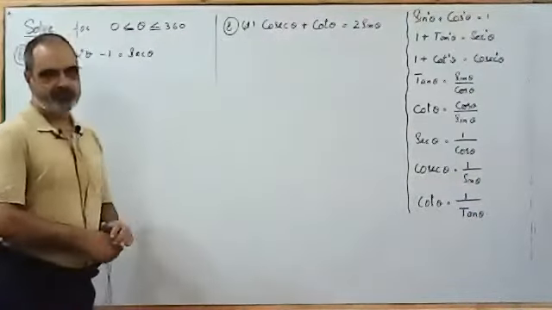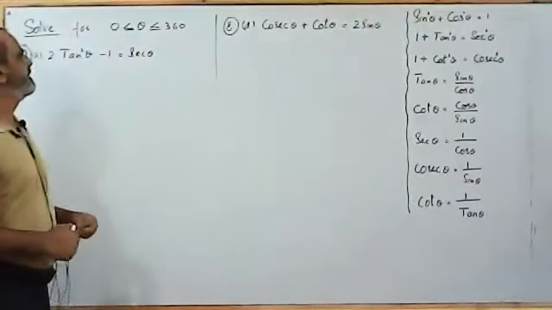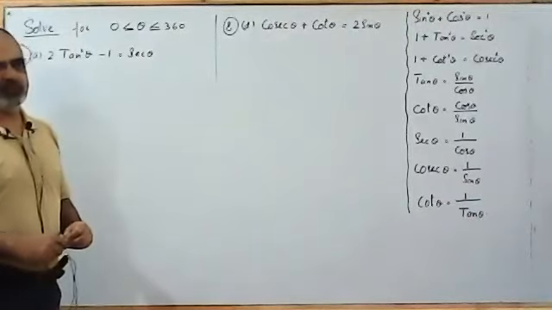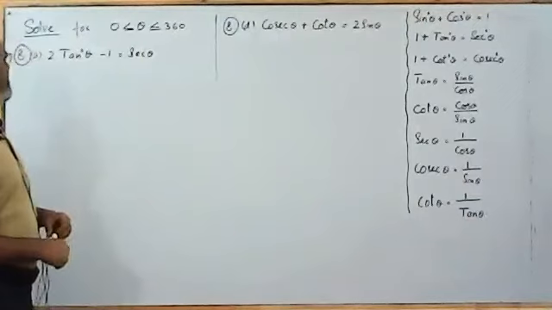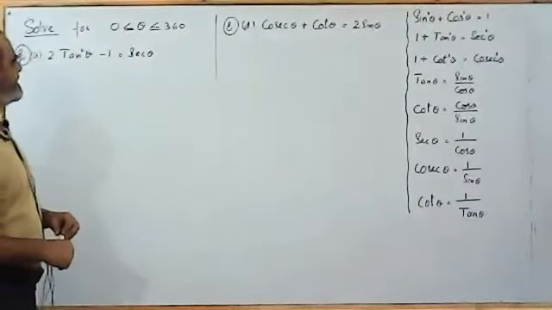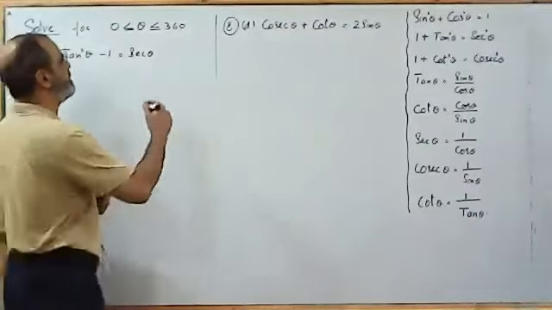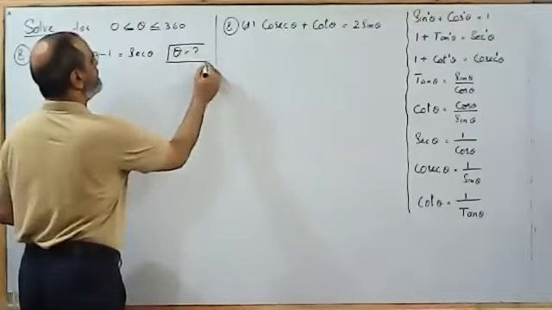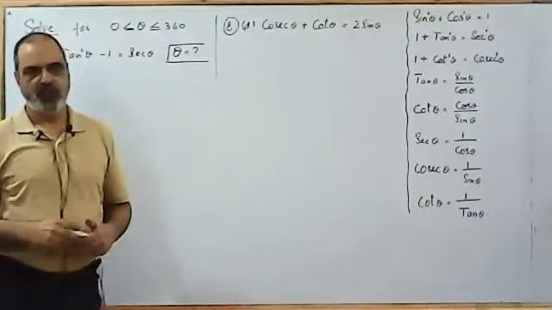Question number 8 says solve for theta 0 to 360 degrees. The range given for theta is 360 degrees. The equation is 2 tan square theta minus 1 is equal to secant theta. Solve means we have to find the value of theta. You have already done this in P1.